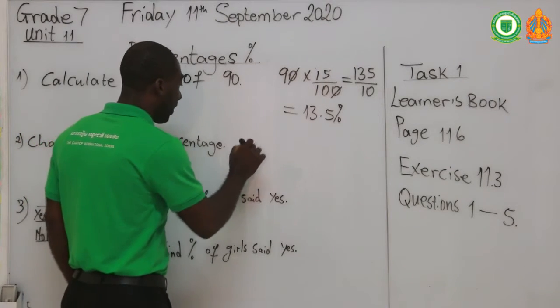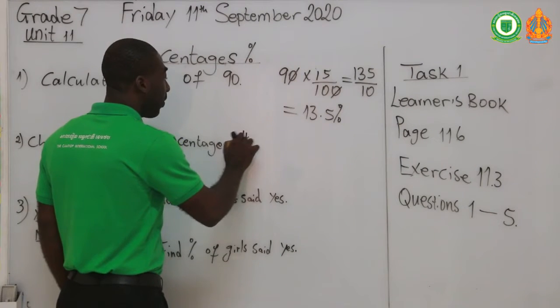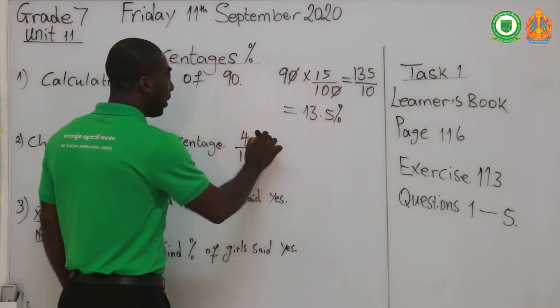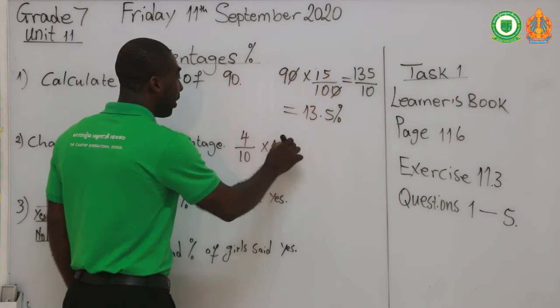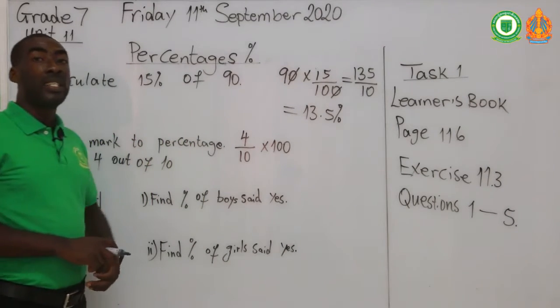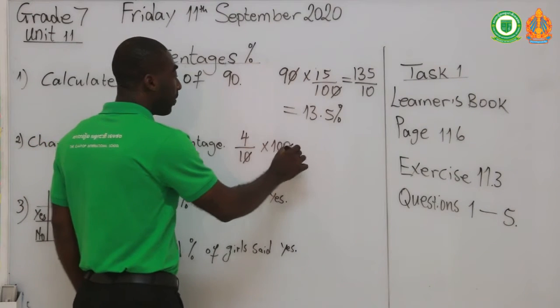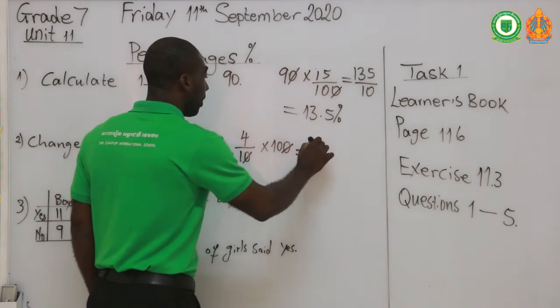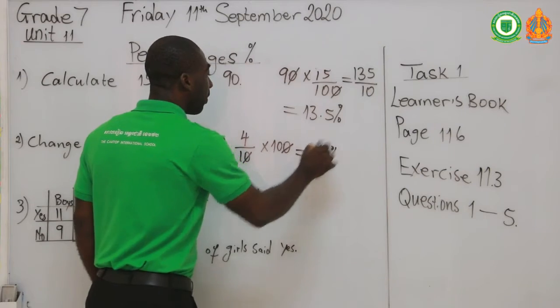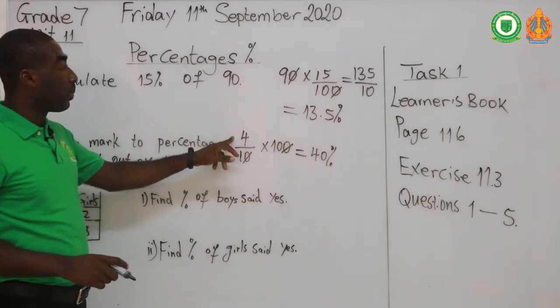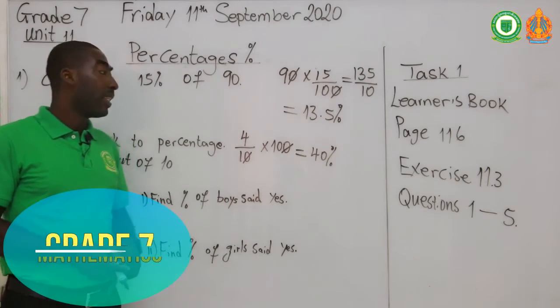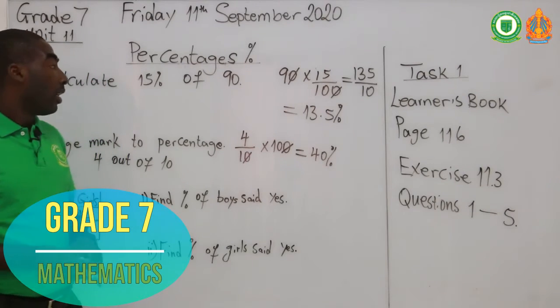So 4 out of 10 will be 4 over 10, that will be multiplied by 100 because we are changing into a percentage. Okay, so this 0 will cancel this one. This is going to give us 40% because we multiply our 4 by our 10, and that will give us 40.